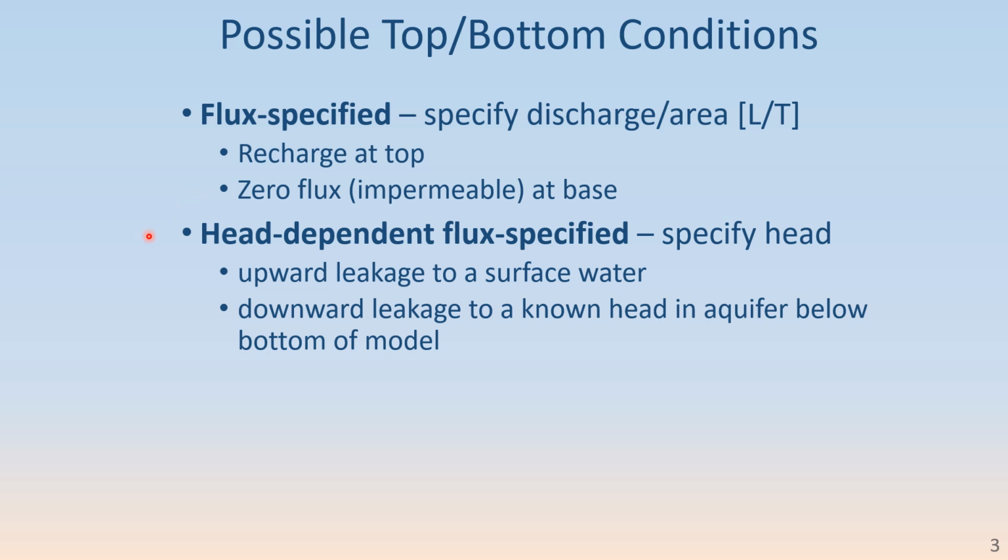The second kind of top or bottom condition is a head-dependent flux. And in that case, you specify a head toward which the top domain or bottom domain is leaking. And this is used most often for upward leakage out of the topmost layer to a surface water that has a fixed head. You can also use it at the bottom of the model for downward leakage to a deeper aquifer or known head that is below the bottom layer in your model.